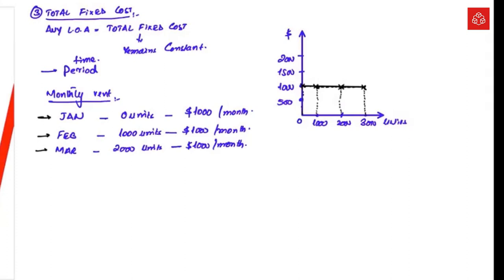And whenever you get a line parallel to the x-axis, it shows that the cost is going to remain fixed against the level of activity. So even if the level of activity increases or decreases, the total fixed cost will remain constant. Again, this graph basically looks like the variable cost per unit graph. And why do they both have similar graphs? Because total fixed cost and variable cost per unit both remain constant at any level of activity.